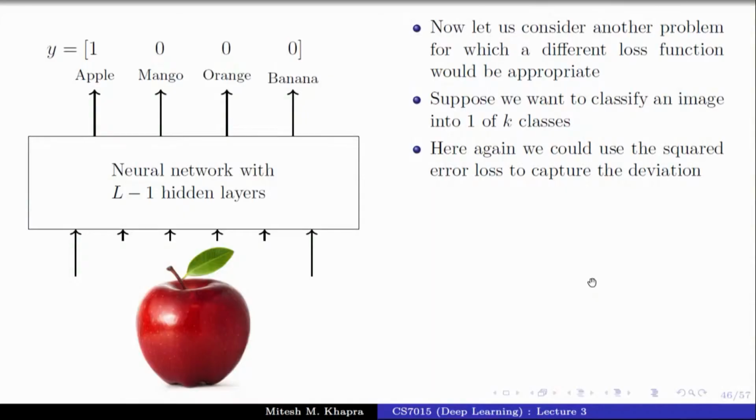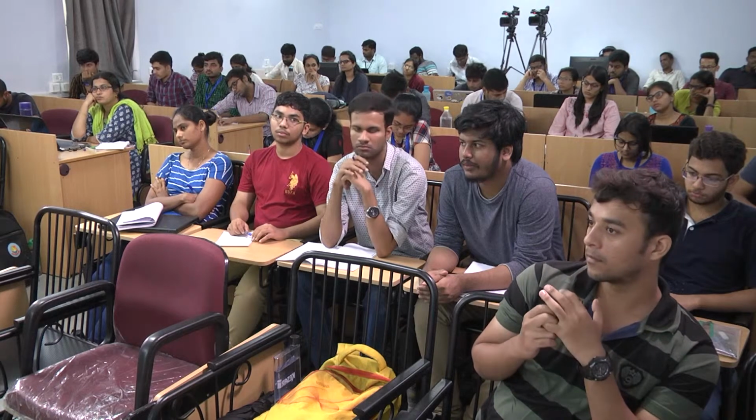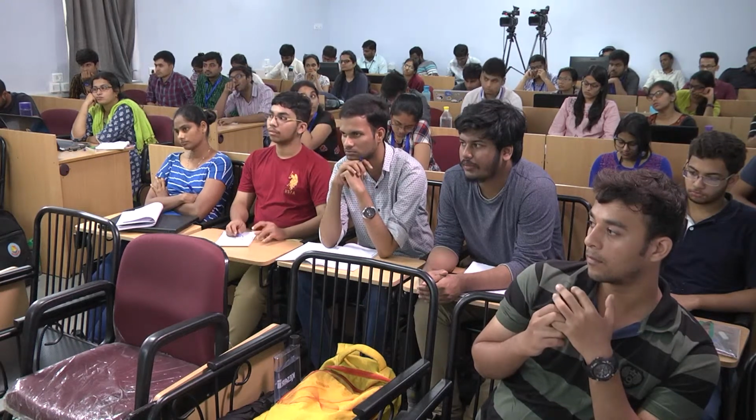So why not use the squared error loss function? What's wrong with that? You could actually use the squared error loss function. There's nothing wrong with that. But in this special case, when you have the classification problem, and in particular when you want to predict one of k classes, there's something better that you can do. So squared error loss is a valid loss function to use, but there's a better loss function that you could use. So can you tell me what it would be? First tell me what is the output function that you'll use here.